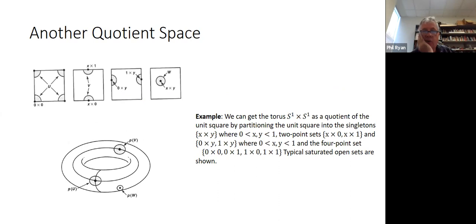We can do that also with the torus, right? We identify opposite sides of a square. So the equivalence relation is we've got singletons, which are the interior of the square, 2-point sets, which are opposite points on the boundary, and then there's a special 4-point set, which is the 4 corners of the square. And so here's what typical saturated open sets look like. If it's in the interior, it can just be a little disk. If it's on the boundary, you've got to have a little bit of a neighborhood into the opposite side. And if it's in the corner, you've got to have all 4 corners in your neighborhood.